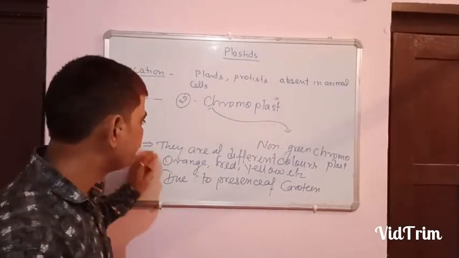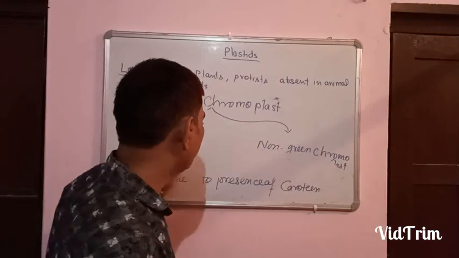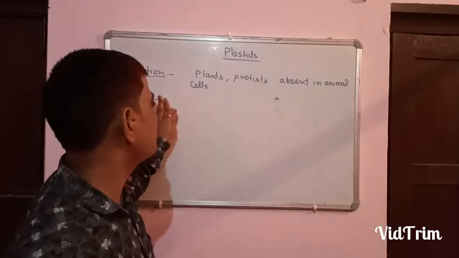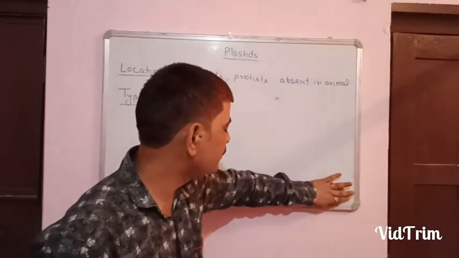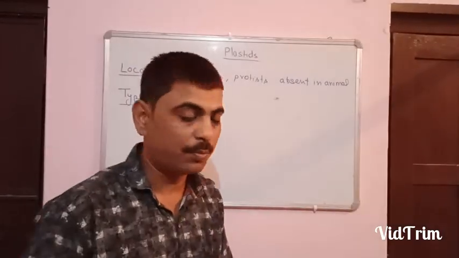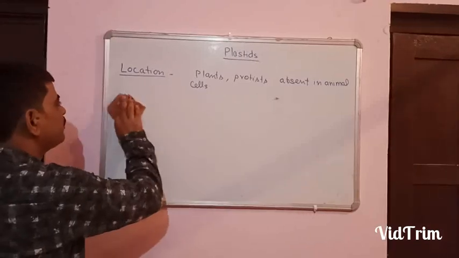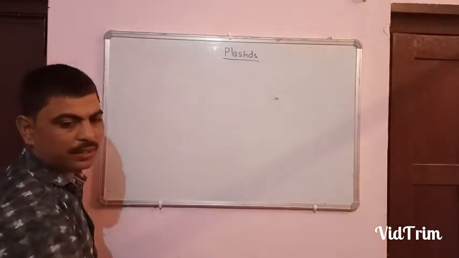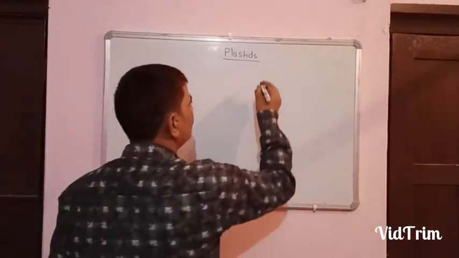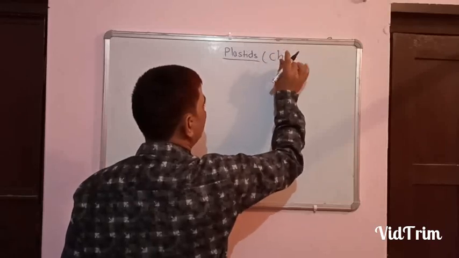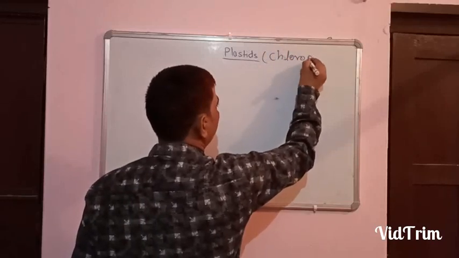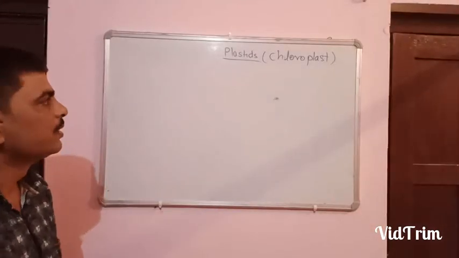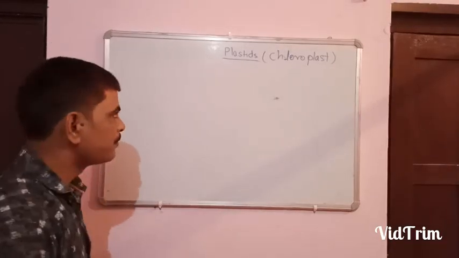Non-green chromoplast. And those that have chlorophyll, green pigment, in them are called chloroplasts. So chromoplasts are of two types: green chromoplast and non-green chromoplast. Students, in this chapter our purpose is to study the chloroplast, because we are mainly focused on the plant cell. We have to mainly study about the chloroplast. So let's talk about the chloroplast now.